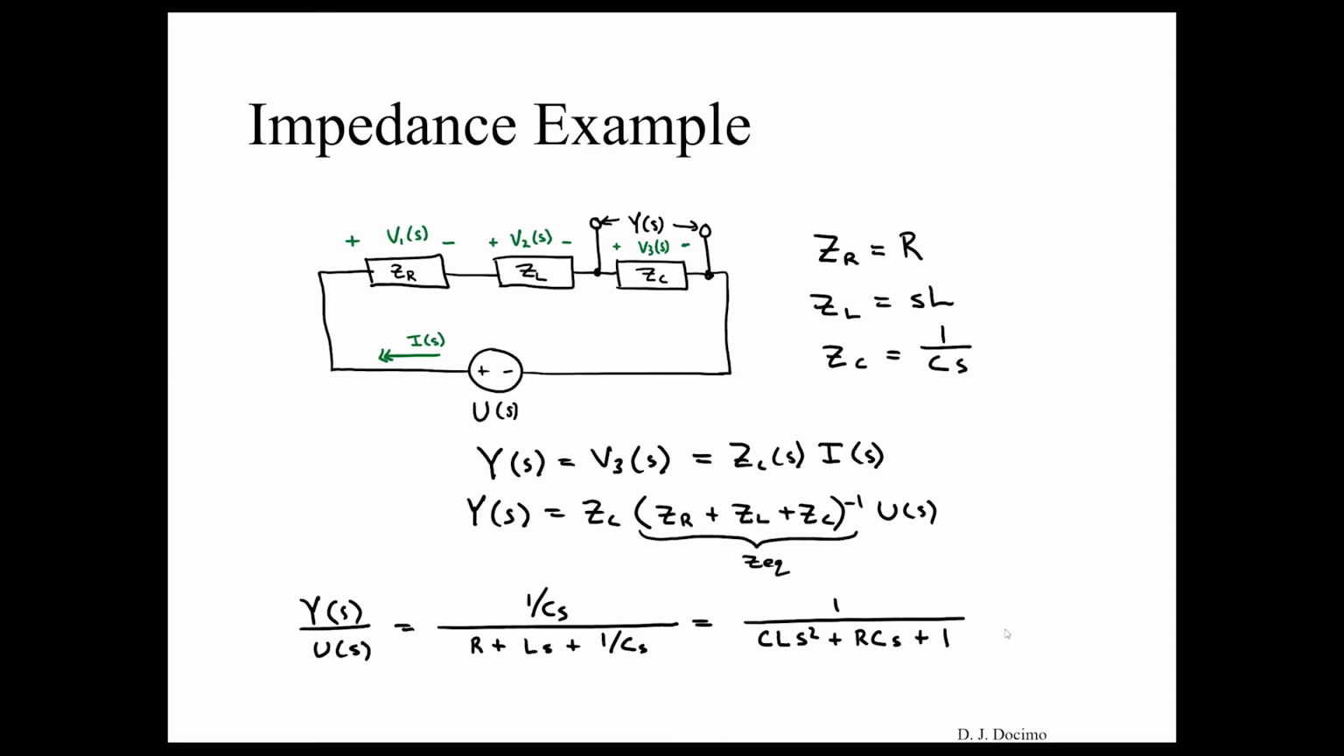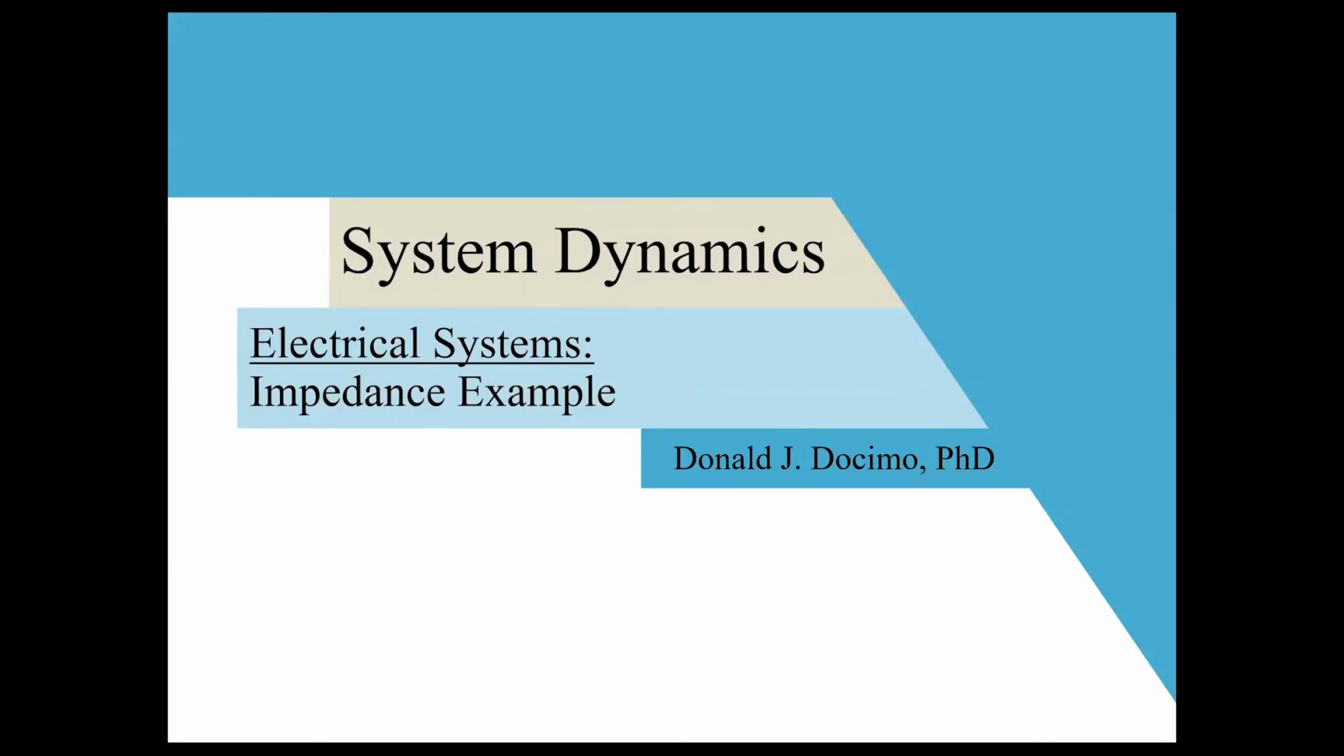If we multiply the top and the bottom of this equation by CS, we get what our desired output, that voltage over a capacitor, divided by our voltage from our source here. We get that equivalent transfer function in our model to be 1 over CLS squared plus RCS plus 1. So this method is very useful to very quickly generate some models for linear circuits, circuits with linear elements in them. And that covers our impedance example.